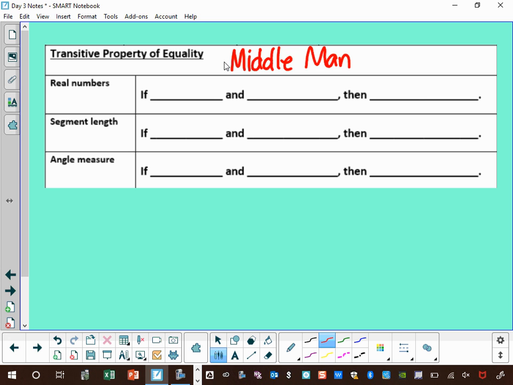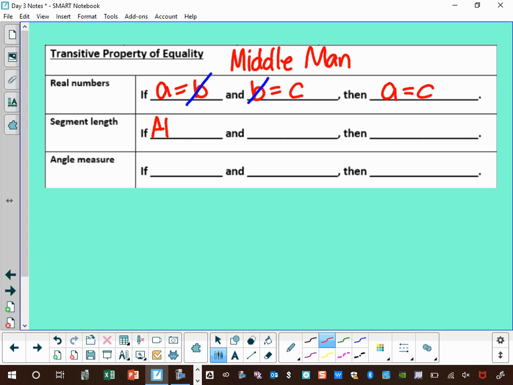Yep. So if you have real numbers that we're calling A, B, and C, and A equals B and B equals C, can you guys tell what's the middleman here? What letter's in the middle? You see that? B is in the middle, so I can cross that out. So my conclusion is what? A equals C. That's the same thing for your segment length.